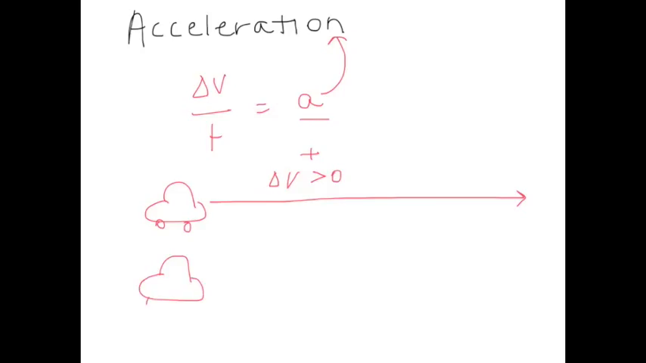Say this car is coming into the driveway. They see the house up ahead, so they're going to slow down. Now they're going fast and then slowing down. That's going to be a delta v that is less than 0. That's negative. That means its acceleration will be negative. So again, acceleration has both magnitude and direction. Its direction is the sign it has.